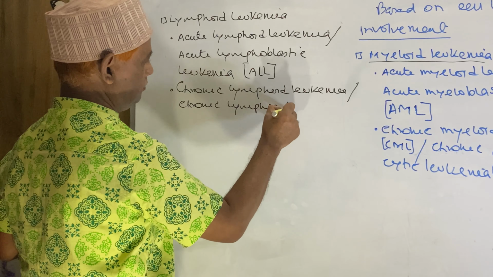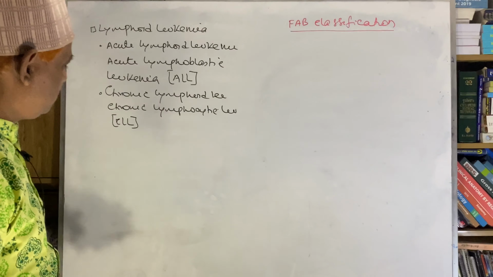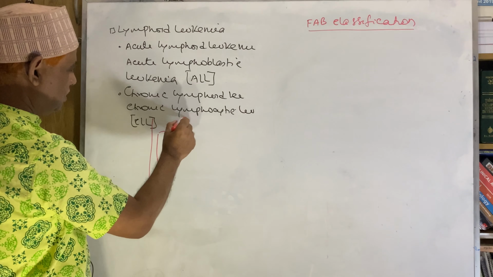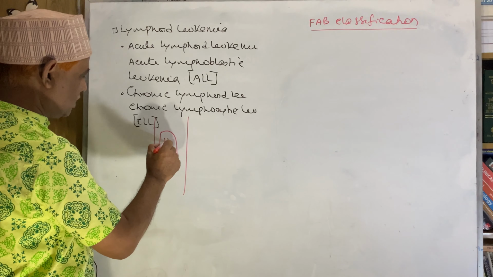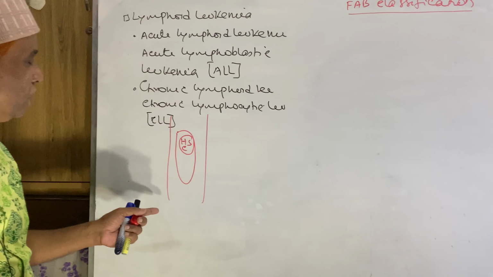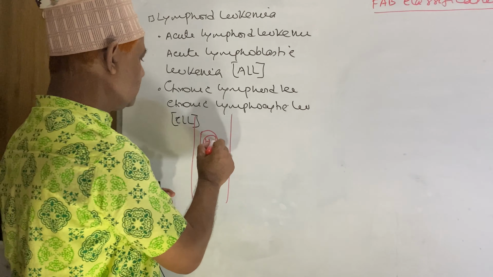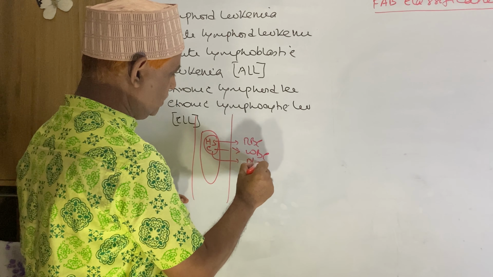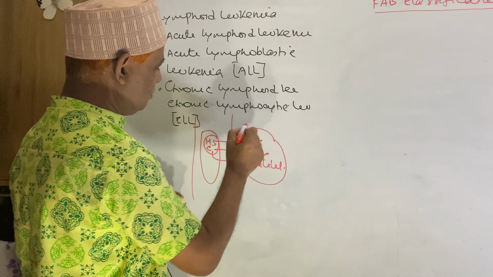Now come to FAB classification, France, America, British classification of acute leukemia. Dear audience, one thing is important. I have told you, bone marrow is the bone's medullary cavity containing the hematopoietic stem cell. Leukemia is the cancer of hematopoietic stem cell. And you know, from the hematopoietic stem cell, we get RBC, WBC, platelet.